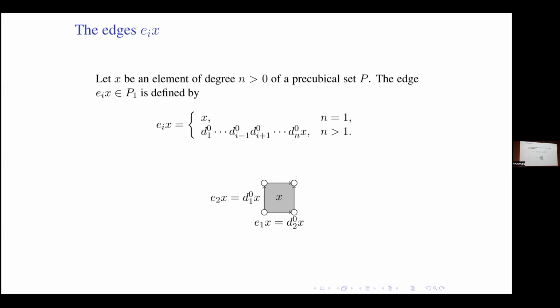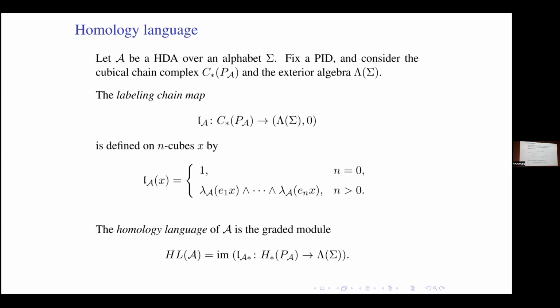With this, we can now define labeling at the chain level, and then define the homology language of an HDA. Let's take an HDA over an alphabet sigma; this works over an arbitrary principal ideal domain. We consider the cubical chain complex of the HDA, which in dimension n is generated by the n-cubes, and the algebraic boundary of an n-cube is an alternating sum of its faces. We also consider the exterior algebra on the free module generated by this alphabet. With this, we define the labeling chain map from the chain complex to this exterior algebra, which we consider as a chain complex with zero differential. This chain map is defined on generators, so on n-cubes, by this formula here.